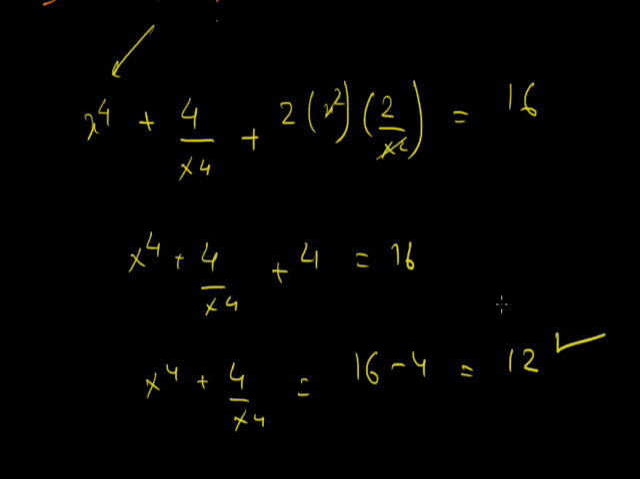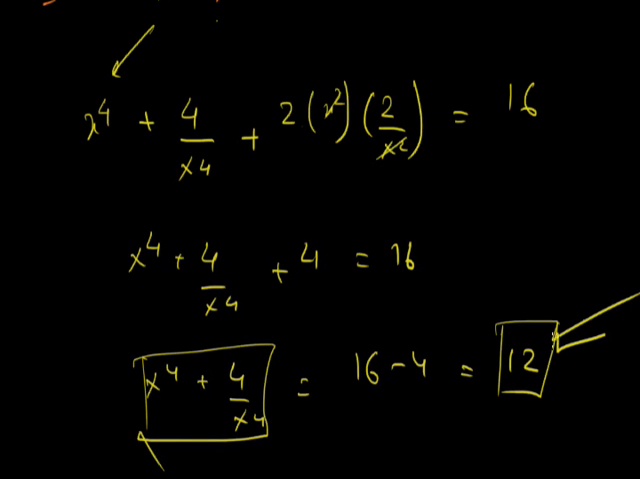Hence the answer. We got the value of x to the power 4 plus 4 upon x to the power 4 as 12.